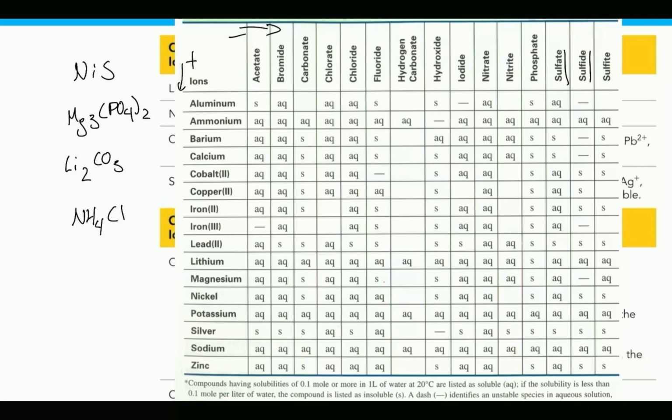Yeah, is ammonium by itself soluble? Yeah, even if you just said ammonium, you could probably make a guess. It's aqueous with everything. Okay. So make sure that you're not getting tripped by the S means solid, the AQ means aqueous.